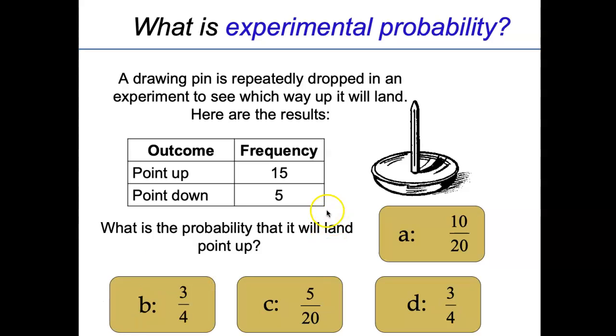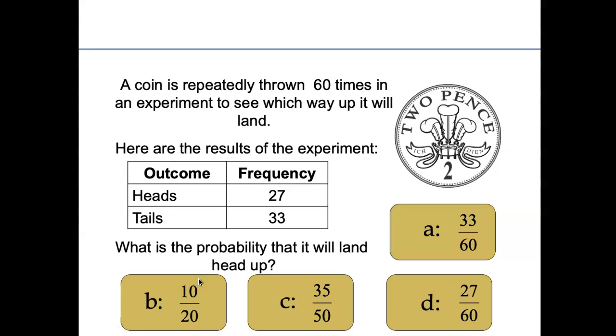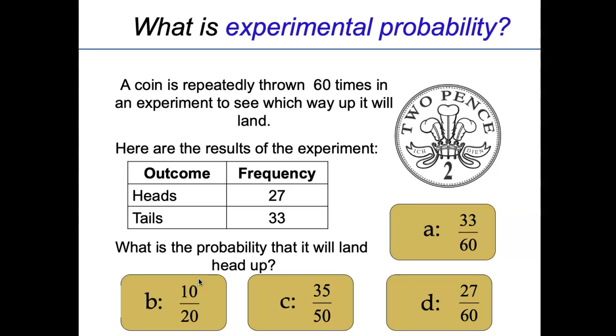It's B, because it's 15 out of 20, and I simplify the fraction, so it's 3/4. Okay. Second example. Now we have tossing of the coin, and they did it 60 times. Then the head landed 27 times and tails 33. So what is the probability that it will land head up? Okay, answer the question, and then here's the answer.